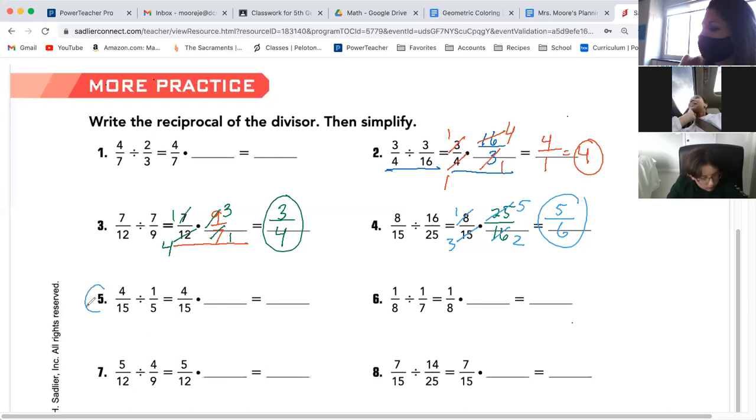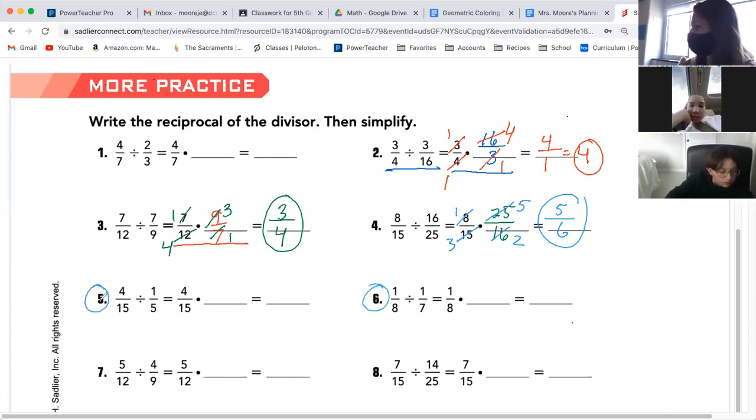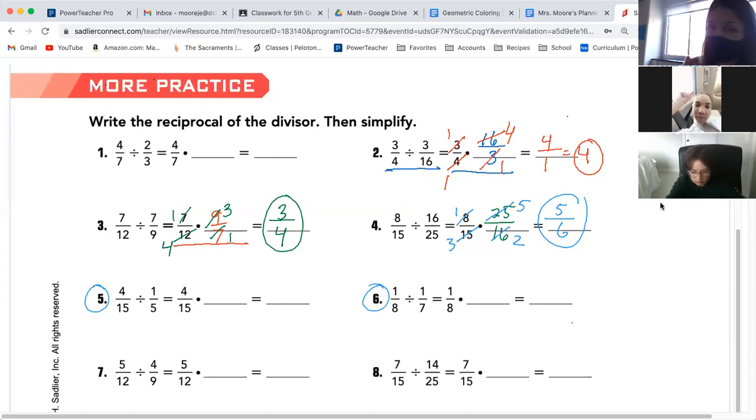I'd like you to tackle on your own right now, number 5 and 6. Okay, you're writing number 5 and 6 right now in your workbook.